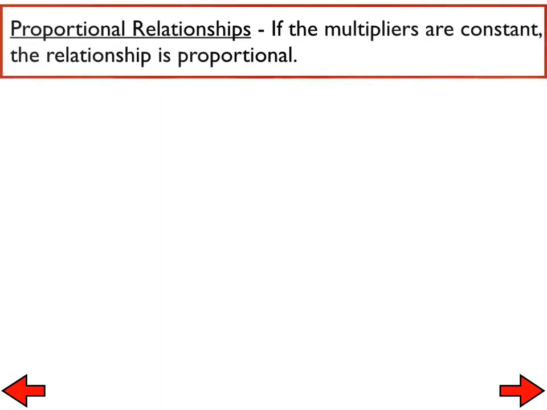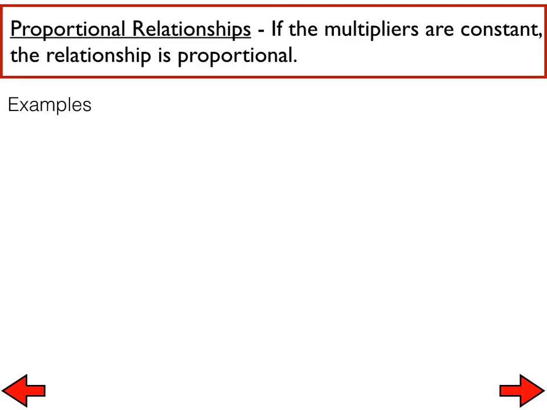Proportional relationship. This is if the multipliers are a constant. If they're all the same number, then the relationship is proportional. Please fill in the blank in the box on your notes.